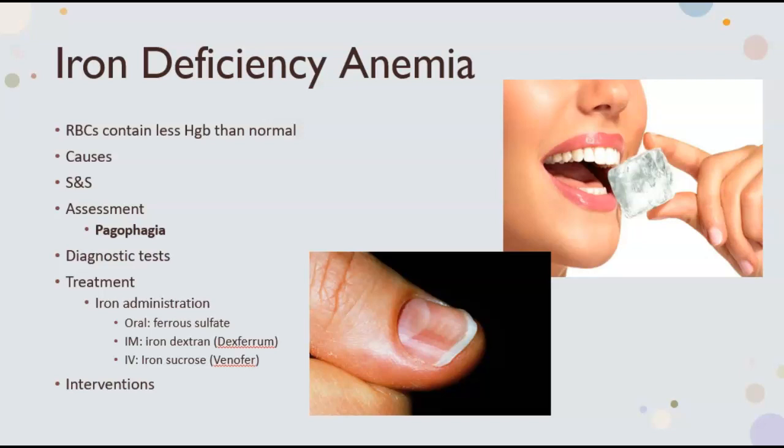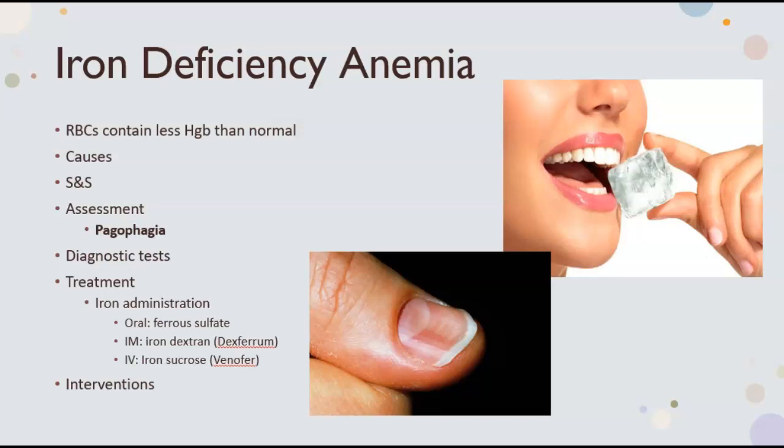Assessment: there will be various GI symptoms, so you'll have glossitis, which is inflammation and redness of the tongue. Pagophagia, which is the desire to eat ice, clay, or starches. Weakness, cold extremities, complaints of chest pain. The fingernails will be fragile and shaped like the head of a spoon with a central depression and raised borders. You can see a picture of that here on the bottom of this slide. That's kind of what their fingernails will look like. Stomatitis and dry, cracked lips are also signs and symptoms.